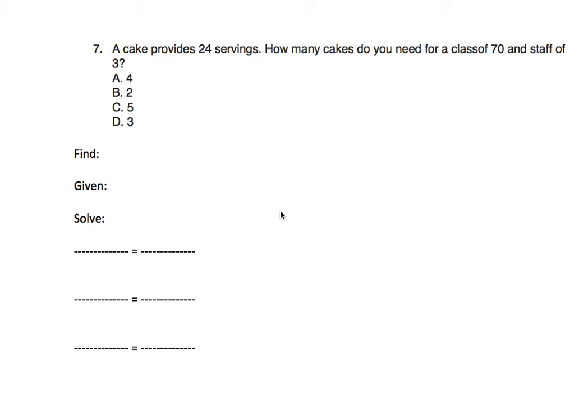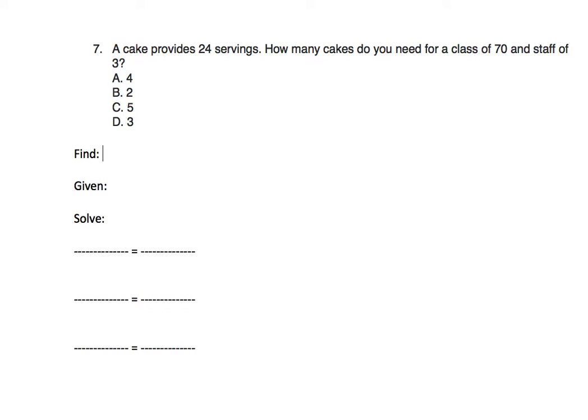Okay, so we're on another ratio word problem, and this one is a good example of how there are many different ways to solve just about any word problem. And so we've got: a cake provides 24 servings. How many cakes do you need for a class of 70 and staff of 3? So we're making the assumption here that everybody gets a piece of cake. And so the question is how many cakes?